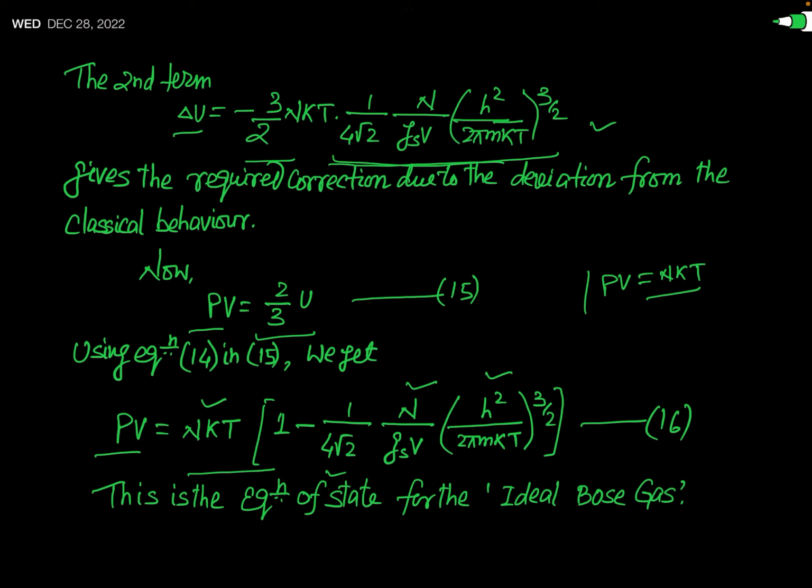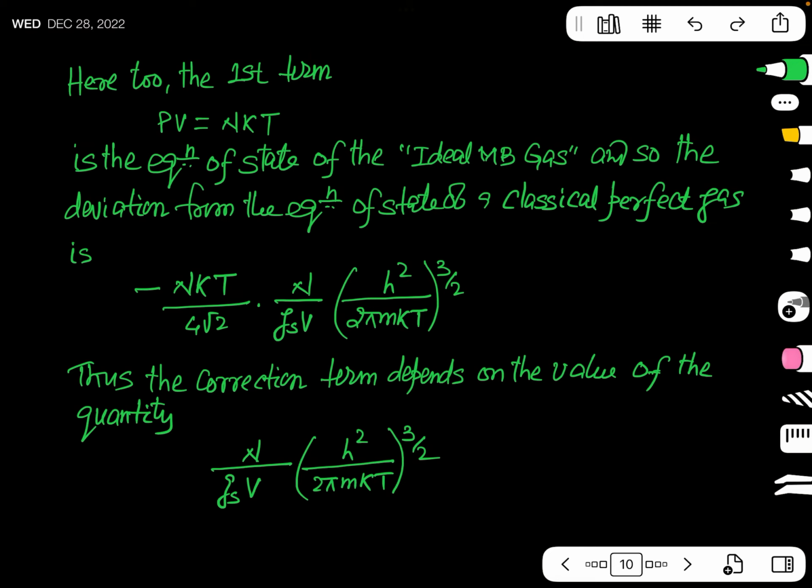It is different from that. What is the difference? The difference is nkT into 1 over 4 root 2 into N by gs into V into (h squared by 2 pi mkT) whole to the power 3 by 2. This is the difference. This difference is similar to the difference of energy. So I have mentioned it here.